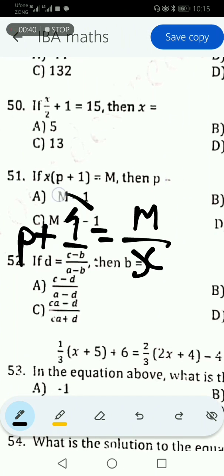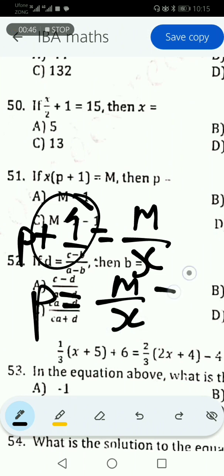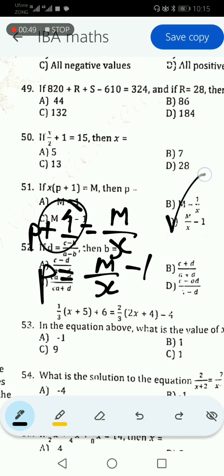Okay, here 1 is being added, so after going to the other side it will be subtracted, so it will be m upon x minus 1. Is there any option like that? Yes, the option is correct. Let's move on to the second question.